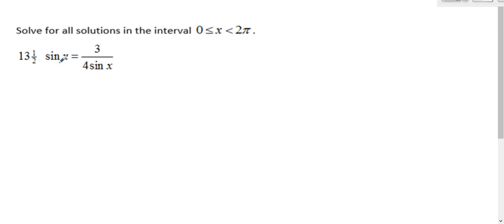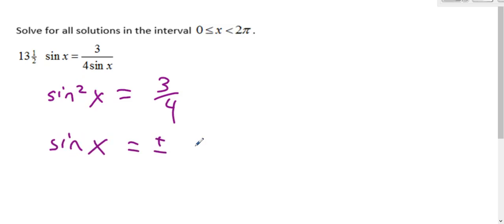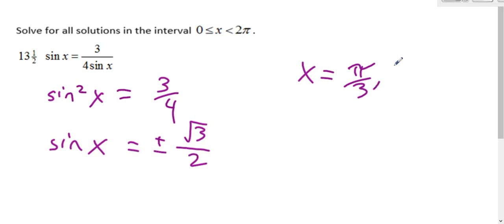Let's solve this out. You can multiply the sine to both sides. Make that be sine squared x equals 3 over 4. Square root both sides. You get plus or minus square root of 3 over the square root of 4, which is just 2. So sine x equals square root of 3 over 2. Any sign, it doesn't matter, plus or minus. So square root of 3 over 2 happens when x is pi over 3. And it's the pi over 3 in any of the quadrants because it's plus or minus. So it's pi over 3, 2 pi over 3, 4 pi over 3, and 5 pi over 3.